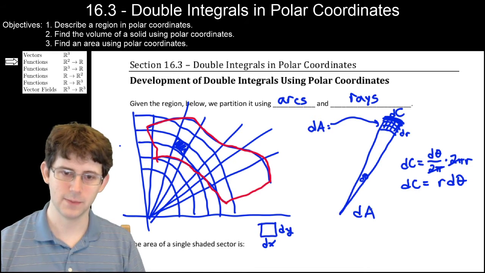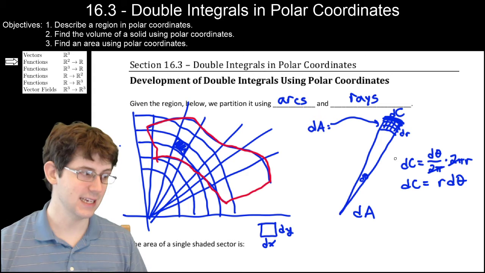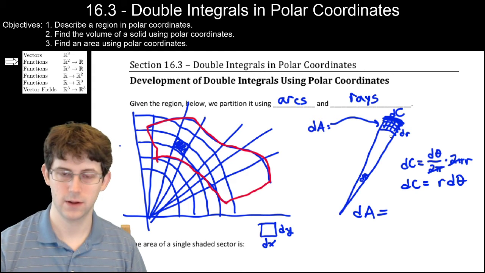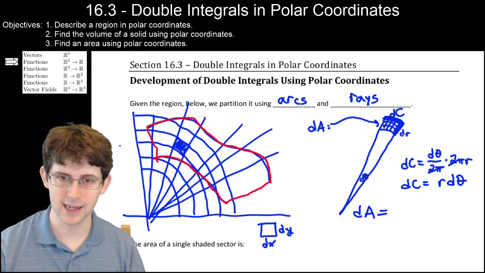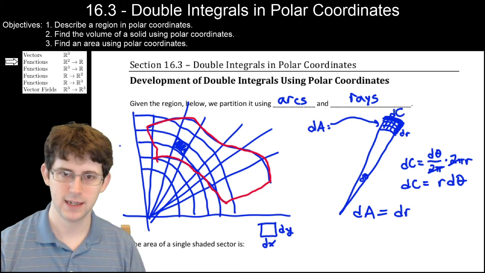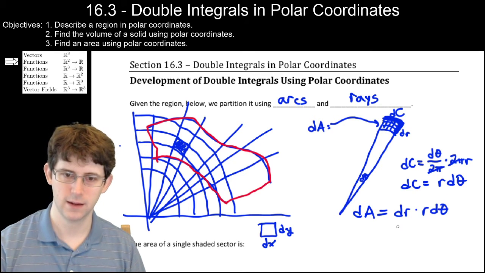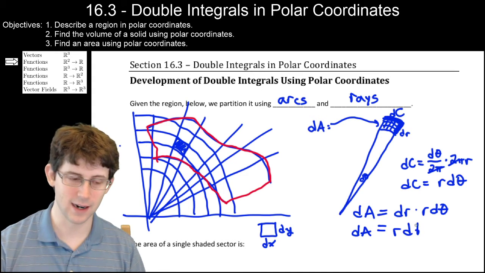So what do I get as my dA? My dA here is now this height, dr, times this width, which is r d theta. So dA in polar coordinates is r dr d theta.